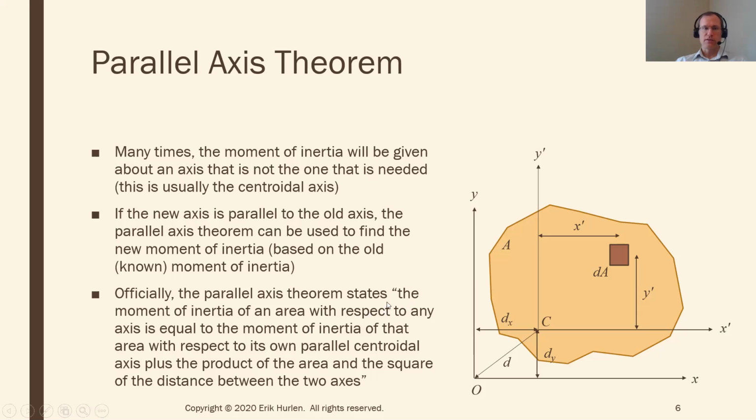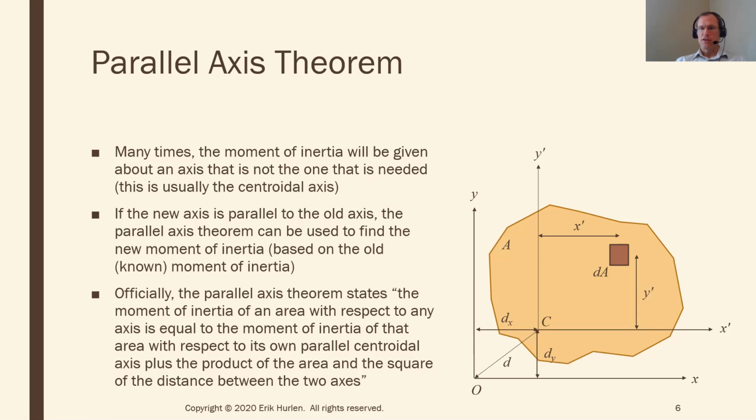Parallel axis theorem says the moment of inertia of any area with respect to an axis is equal to the moment of inertia of some parallel centroidal axis, and then plus the product of the area times the square of the distance. So essentially, if I have some centroid, so this is some weird shape. For some reason down here is a centroid. So I have some centroidal axis x prime. And when I looked up this weird shape in my table, it gave me the moment of inertia from it.